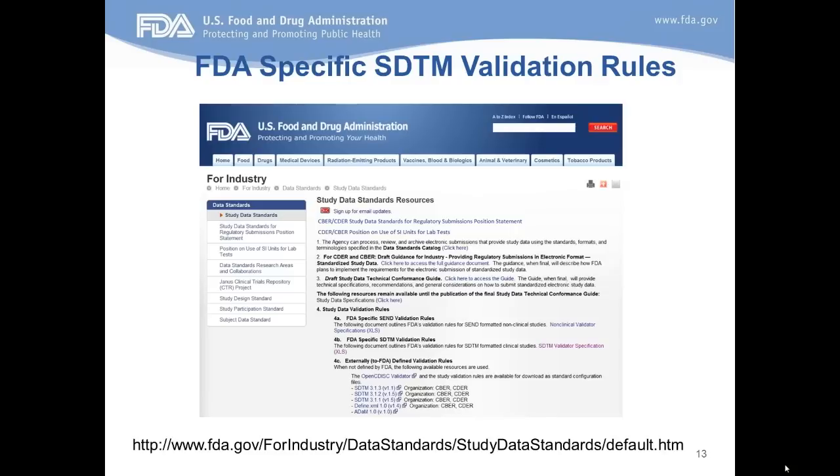So what we did is we published our FDA-specific validation rules. If you go to our website, for industry under data standards, you will see that we have put our validation rules in there. It is our intent to continue to update these rules as we gain more experience and to keep you in the loop for these things.